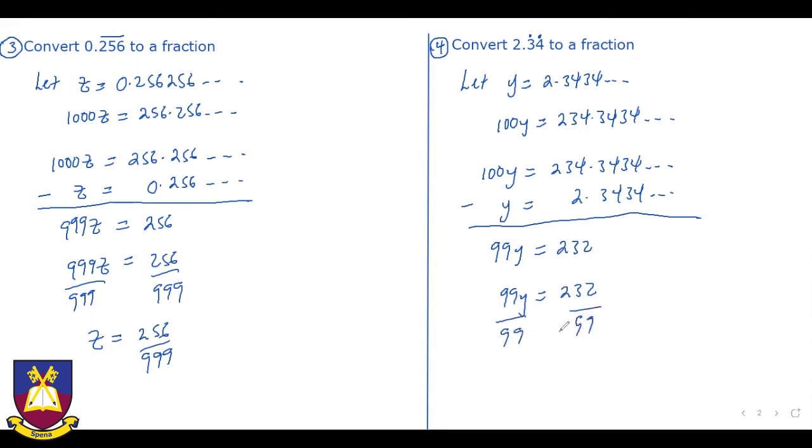So our y is 232 out of 99, which is improper, and we can write it as a mixed fraction: 2 whole numbers, 34 out of 99. And that's all about recurring decimals and how they can be converted to fractions.